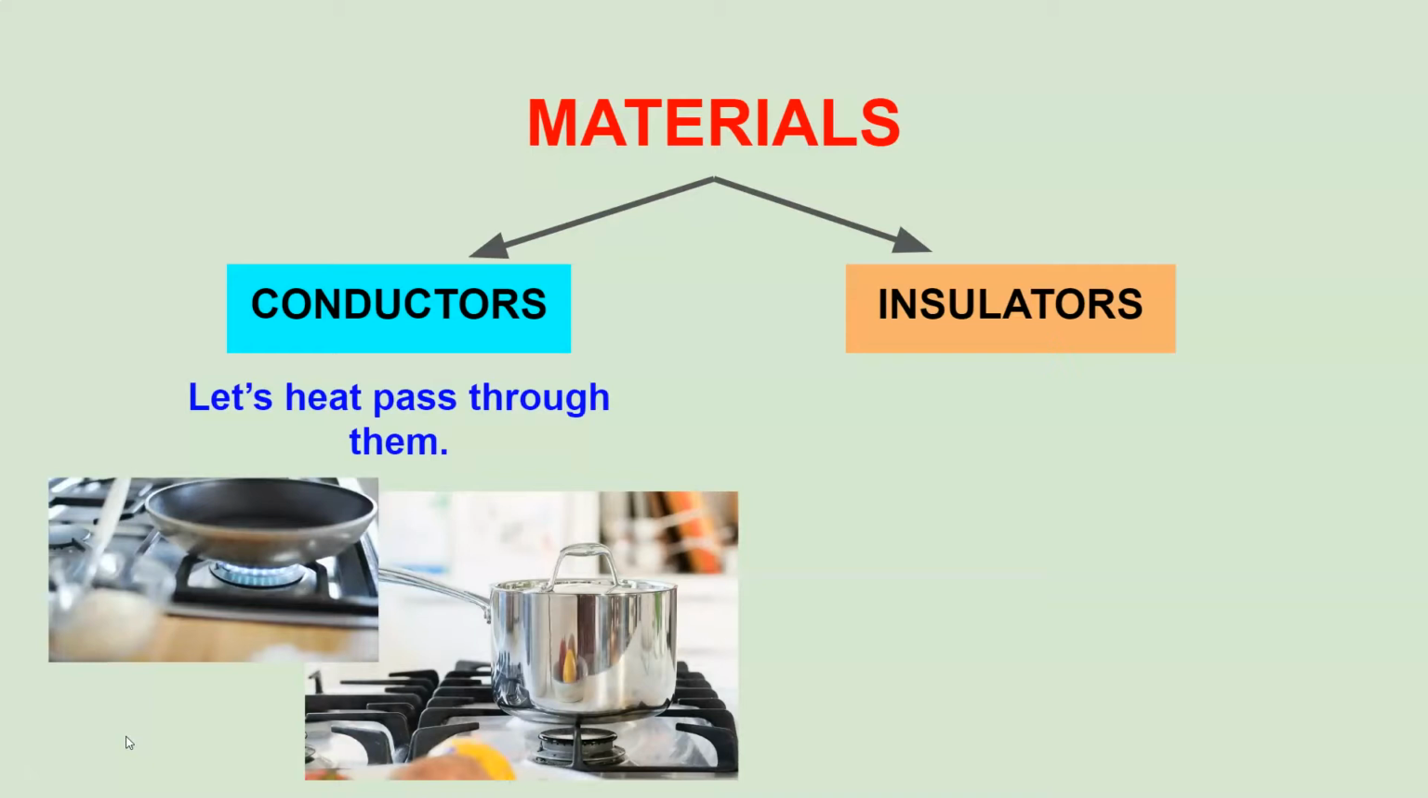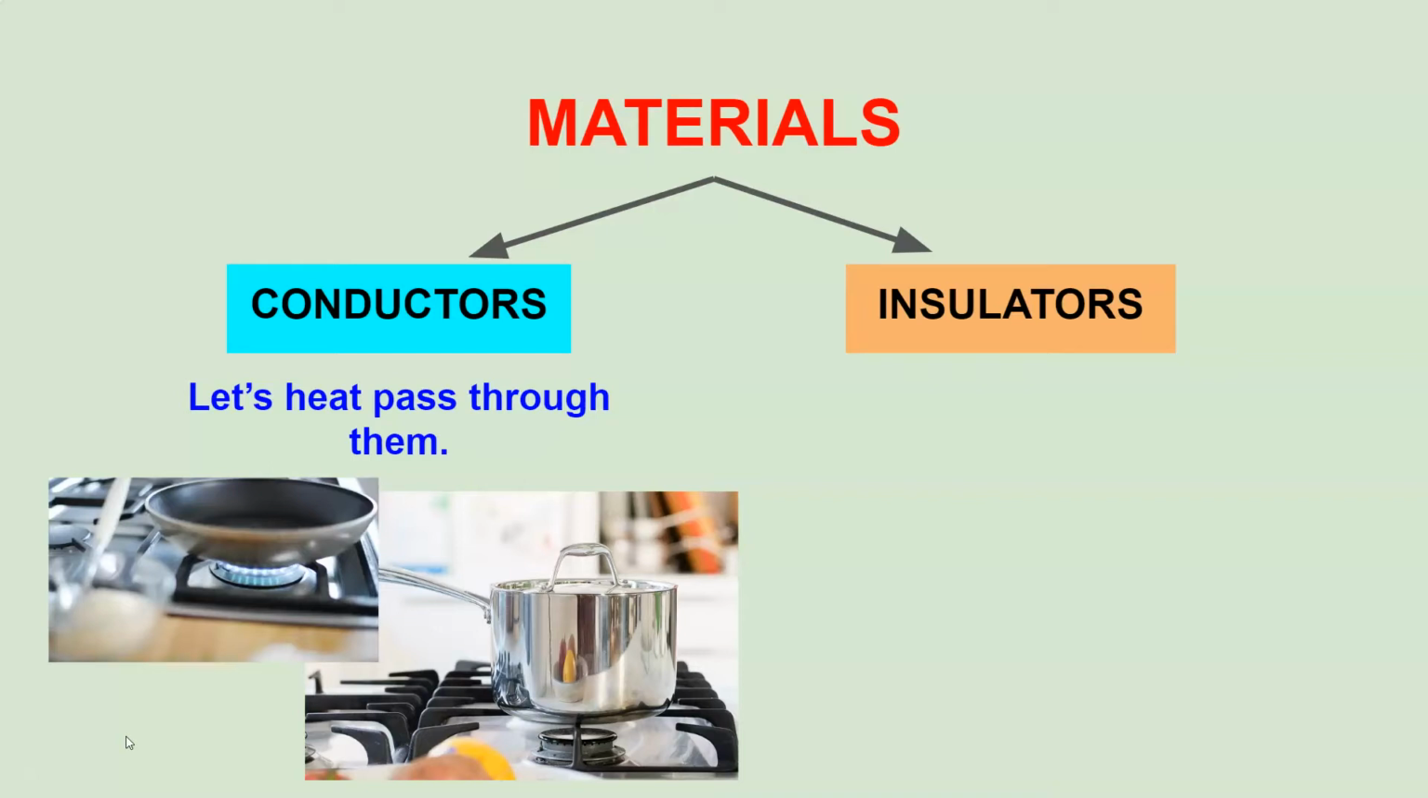Conductors let heat pass through them. So, for example, we want to have conductors when we're cooking, like pots, things that are metal, because it allows the heat to pass through and cook our food.